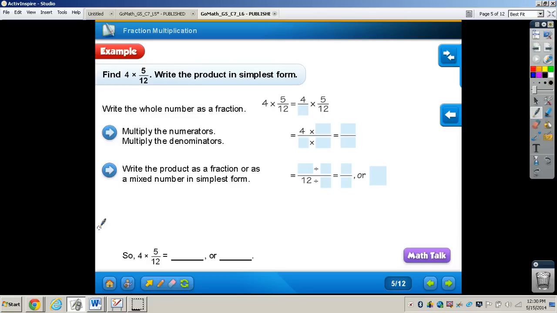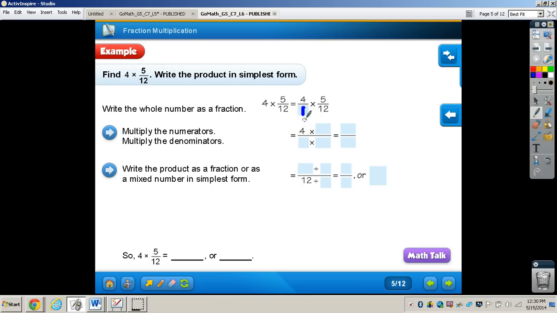Okay, now let's jump over to the example problem on page 312. And we have this problem here. It says write the whole number. I'm sorry, we have 4 times 5/12, and we need to write the product in simplest form. Okay, now we have 4 times 5/12, so my first step is we're going to take that 4 and we're just going to put it over 1. Okay, so 4 over 1 now times 5/12.